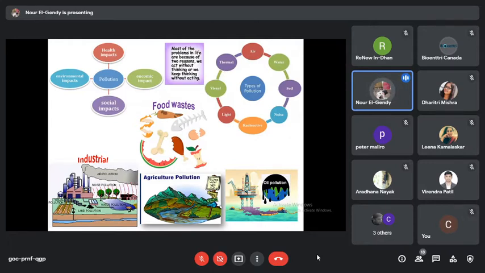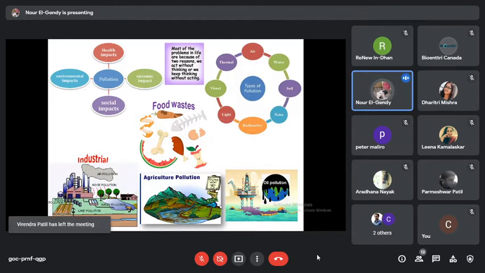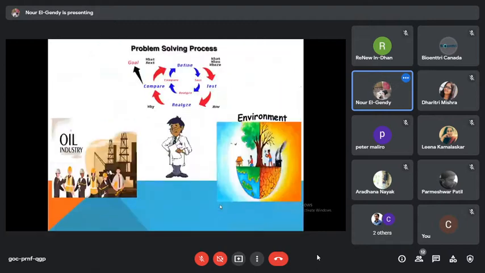What are the sources of pollution we are facing all over the world now? Air, water, and soil pollution are the main sources of pollution. Noise, radioactive, light, visual, and thermal are also types of pollution. All of these have very bad negative impacts on health, economy, society, and the environment. The sources of pollution are the industry sector in general, the agriculture sector, food waste, and also oil, where the oil and gas industry is considered the main source of pollution all over the world.